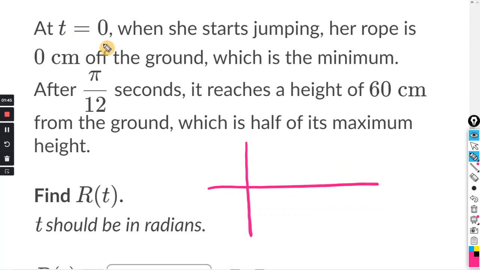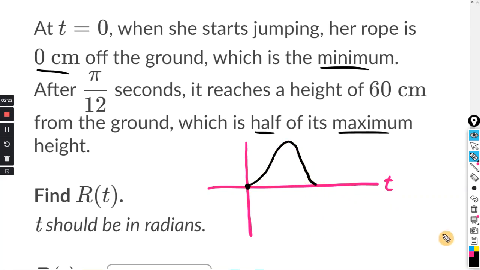The x-axis is actually t. It's in terms of t. See the equation r of t. Anyhow, let's read this again. At t equals 0, the rope is 0 centimeters, which is the minimum. So this is the lowest point right here. And then after pi over 12, it reaches a height of 60, which is half of the max. So it goes up, goes to the max, and comes back down.